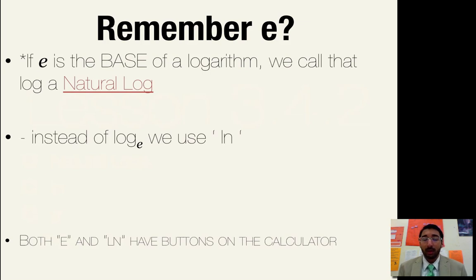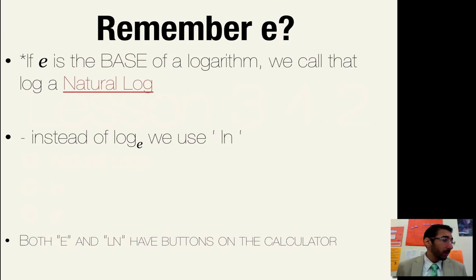So instead of having something like log base 5, it would be log base e. Whenever we have a base that is e, we're going to call that log a natural log. So go ahead and fill in that blank on your guided notes worksheet. Instead of log base e, we're going to say ln. And when we say ln, that's just the shortened form for natural log. So log base e, we're going to write as ln, and vice versa.